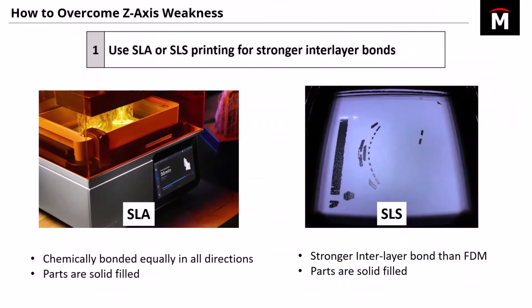This is definitely a webinar about FDM 3D printing, but it would be irresponsible of me not to mention that SLA and SLS 3D printers have significantly better bonding between layers. SLA is actually considered fully isotropic because the layers are chemically bonded together in all directions. And SLS is somewhere in between the two in terms of interlayer strength. And then both of these options are fully solid filled parts as well.